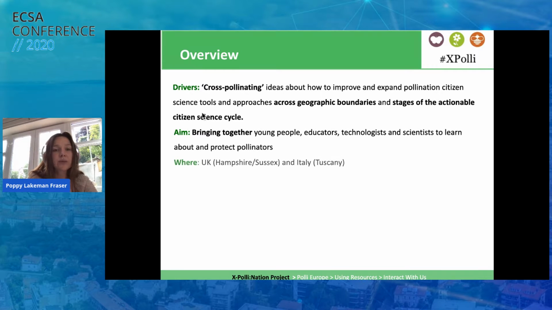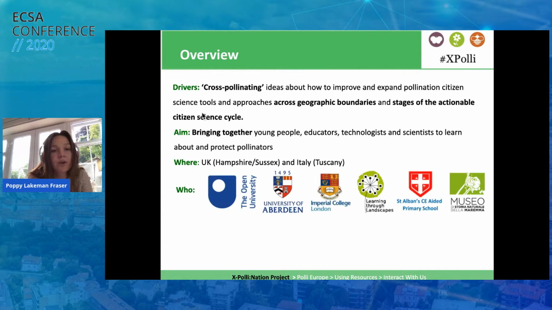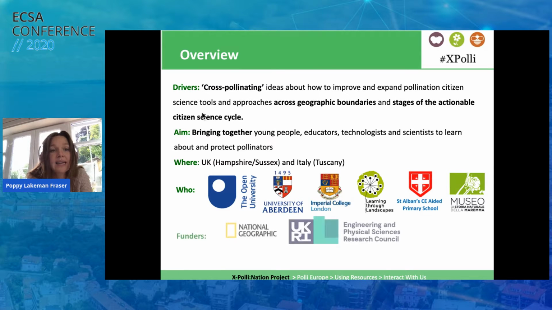We used initial funding to work with a small number of pilot schools in Hampshire in the UK and Tuscany in Italy. And I mentioned that we had a number of the team on the call based at the OU, Natural History Museum, Maremma, University of Aberdeen, St Albans CFE Primary School, but we also have additional collaborators at these institutions, as well as Learning Through Landscapes. We gained initial funding from National Geographic and obtained a subsequent grant from EPSRC to develop the AI component of the tools. And this is a model that we'd very much like to take going forward, expanding and adapting approaches and resources with new partners and funding across Europe and globally.